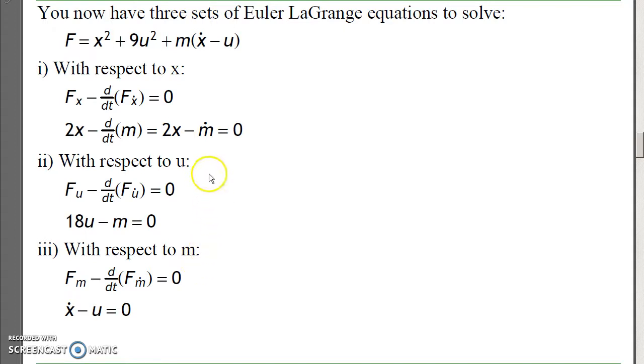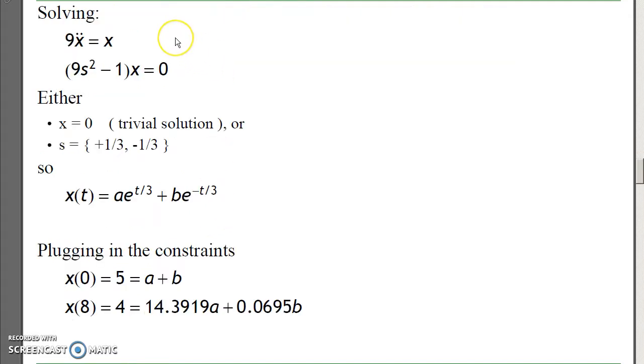If you do some substitution to get rid of m and get rid of u, you'll wind up with an equation in x. It turns out in this case, the differential equation is 9x double prime equals x, or, bring x to the left, 9s squared minus 1 times x equals 0, meaning either x equals 0, the trivial solution, or s is plus or minus 1/3. That means the general solution has to be in the form of a e to the t over 3 plus b e to the minus t over 3.